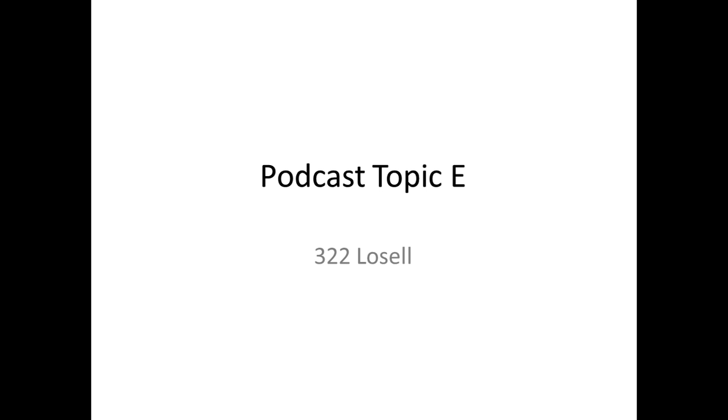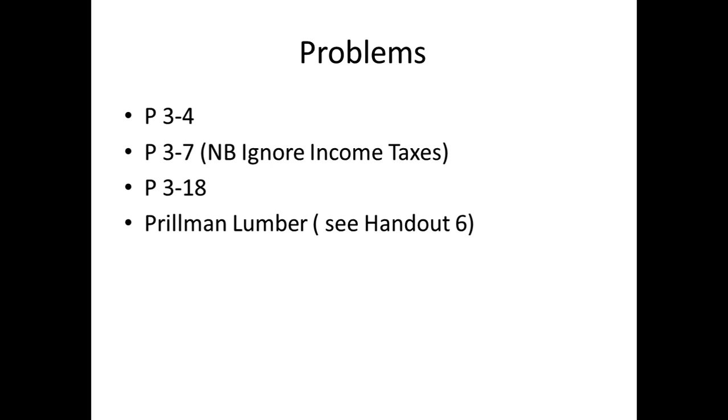Ladies and gentlemen, this is the podcast for Topic E, which is capital budgeting. We'll be doing 4 problems, which is similar to what we have done in the other podcasts, except that Perelman Lumber will not come out of your textbook. It comes out of the handout for class. It's on the back of the capital budgeting handout.